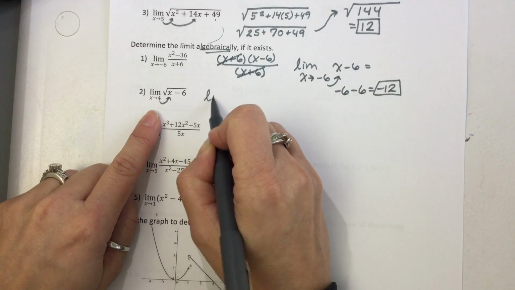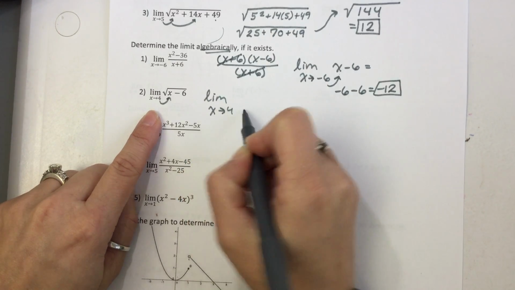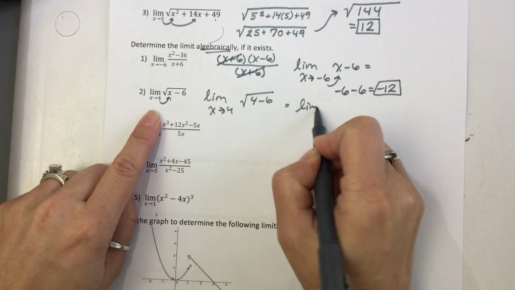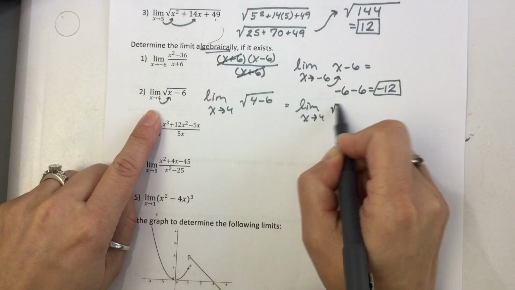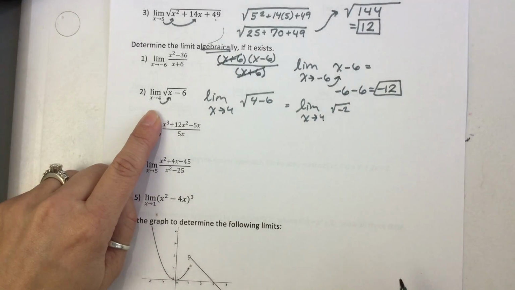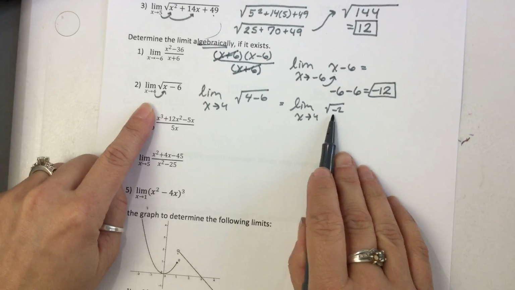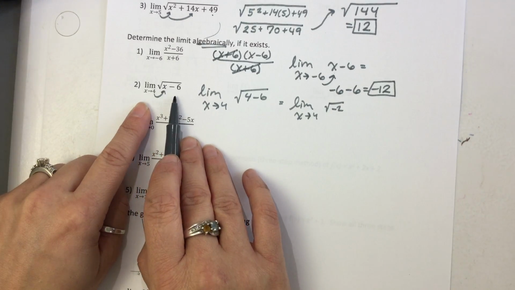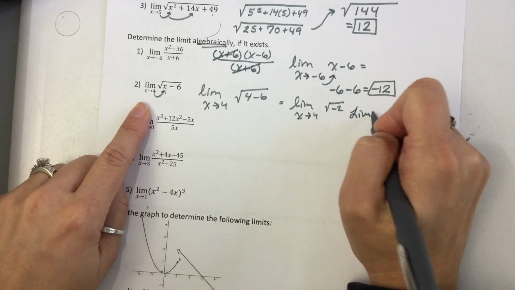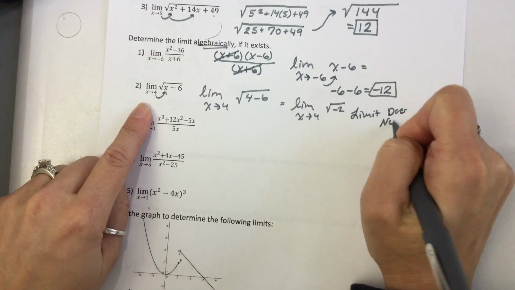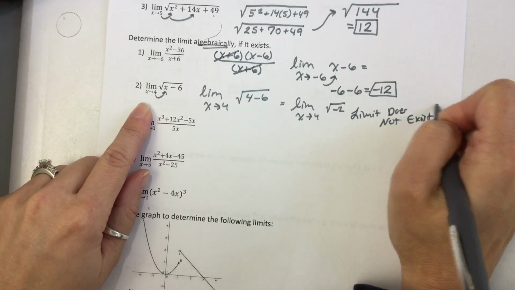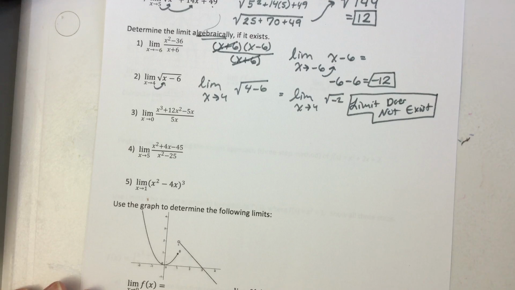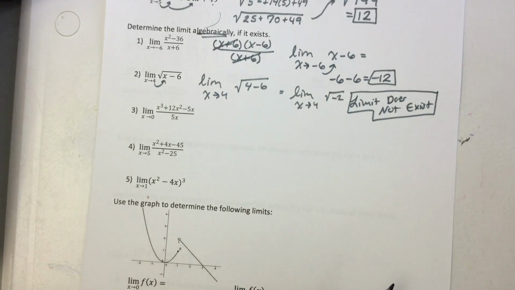So if I go the limit as x approaches 4, the square root of 4 minus 6. Well, this is the limit as x approaches 4. The square root of 4 minus 6 is negative 2. You cannot have a negative underneath the radical. Okay, that's imaginary. There's no way to simplify this ahead of time. So this is limit does not exist. There is no way to simplify that. All I could do is fill that in. You cannot end up with a negative underneath the radical.